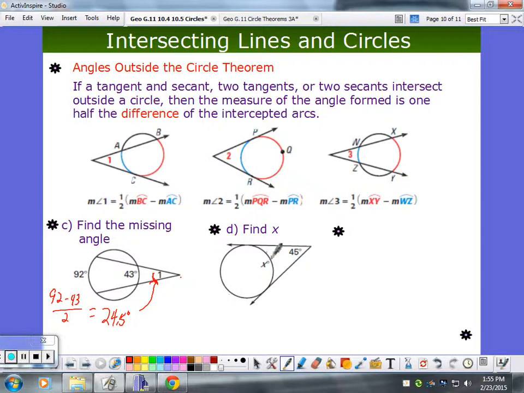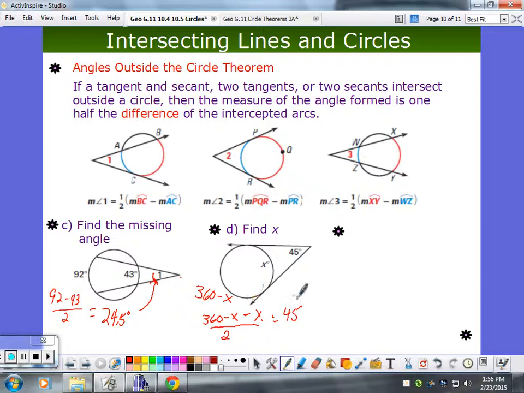Whole thing's 360. This piece is x. How can I express this outer arc? 360 minus x. So whatever this is, 360 minus that amount will give me this piece. So now it's this minus that. So be careful. It's this piece here, 360 minus x, minus that x, divide by 2, and you should get this angle of 45.